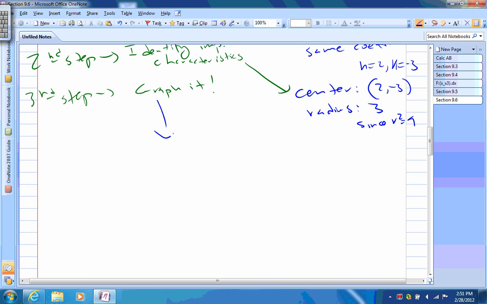So for our third step, very simple. 1, 2, 3, 4, 5. And actually I'm going to go 6 tick marks on each side.